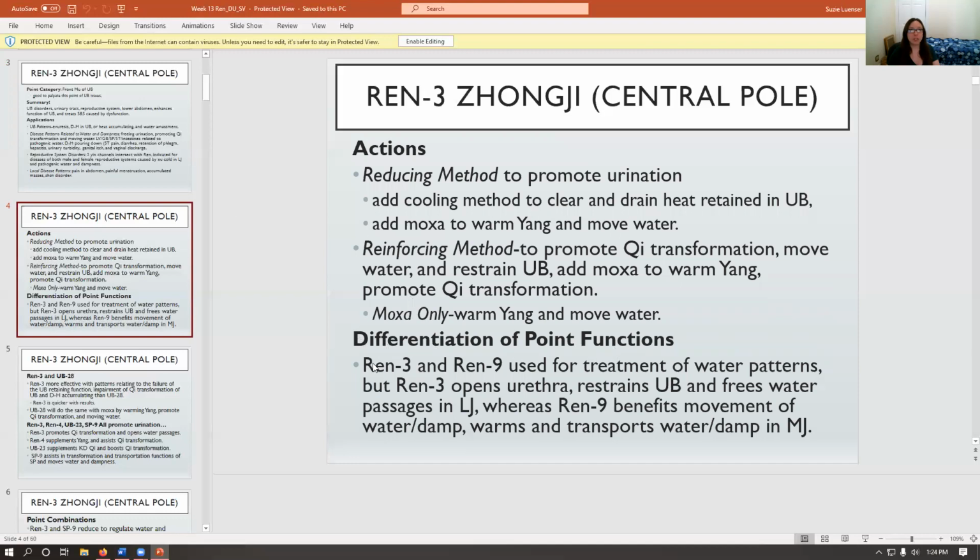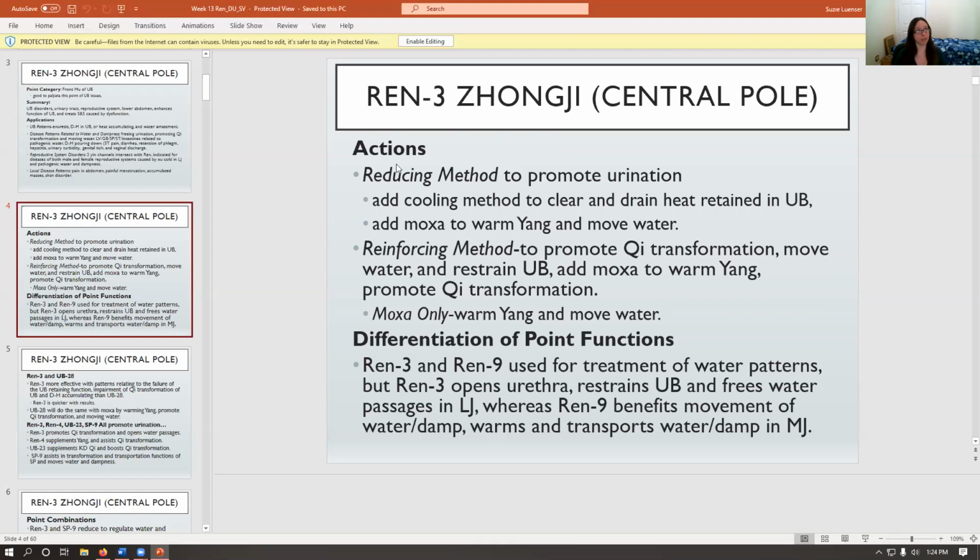Differentiation of point functions, I want to mention Ren 3 versus Ren 9. They're both used for issues with the water passages, but Ren 3 is more specific to the urinary bladder, really does help with urinary issues, whereas Ren 9 is more widely applicable, anything having to do with impairment of movement of water and damp. And it also works more on the middle jiao because of its location. It's above the umbilicus, so having a stronger action on the middle jiao.